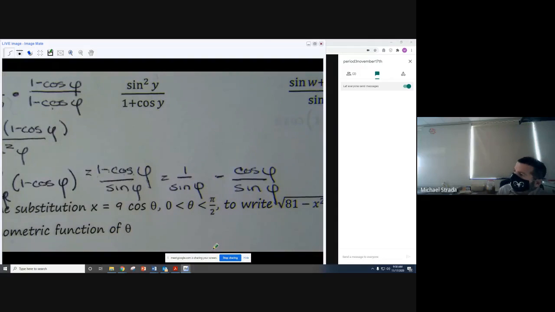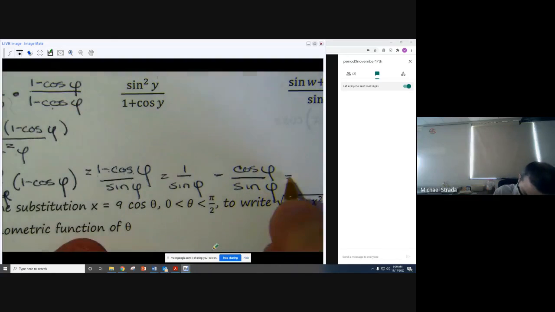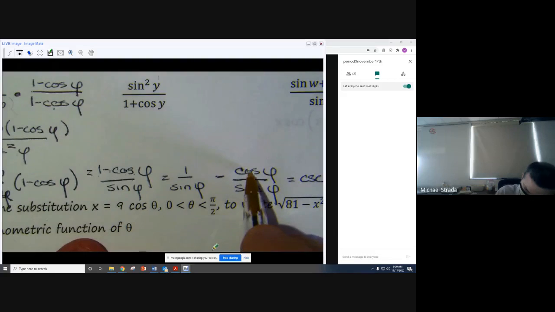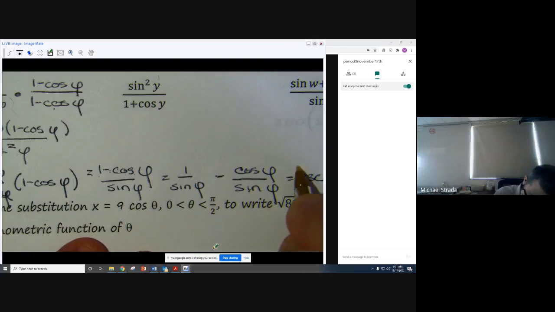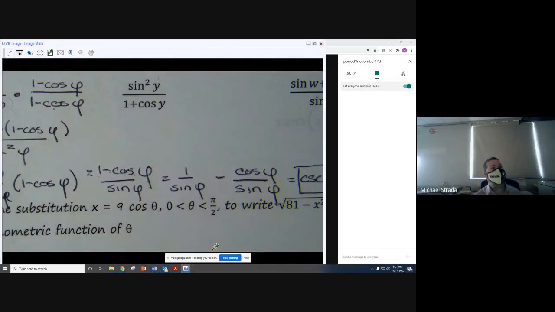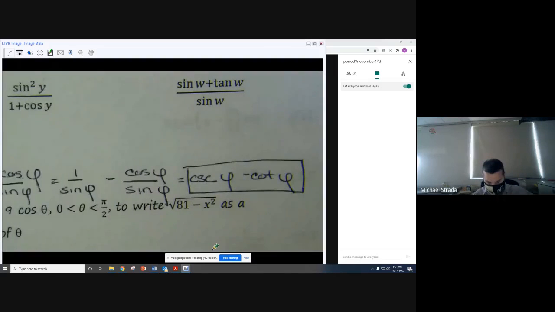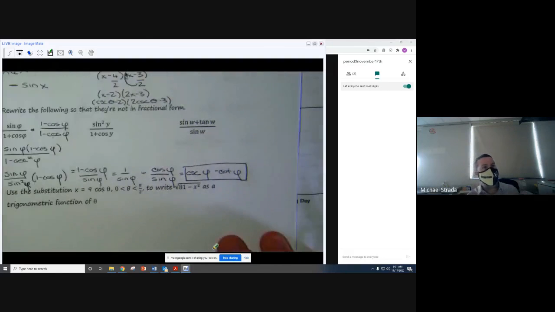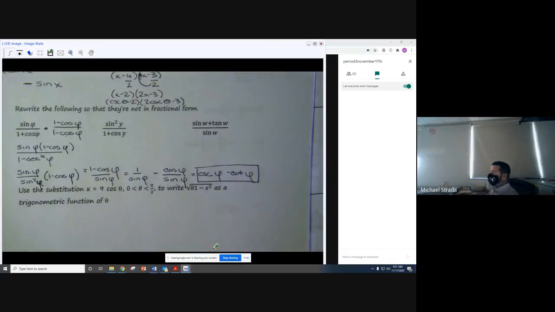And now you use your reciprocal identities and quotient identity. That's the point of all those. So 1 over sine is cosecant. So that becomes a cosecant of that symbol. And then cosine over sine is cotangent. So there's my final answer: cosecant theta minus cotangent theta. Again, there's nothing else you do with it because it's no longer a fraction. It's done. That's all it is.